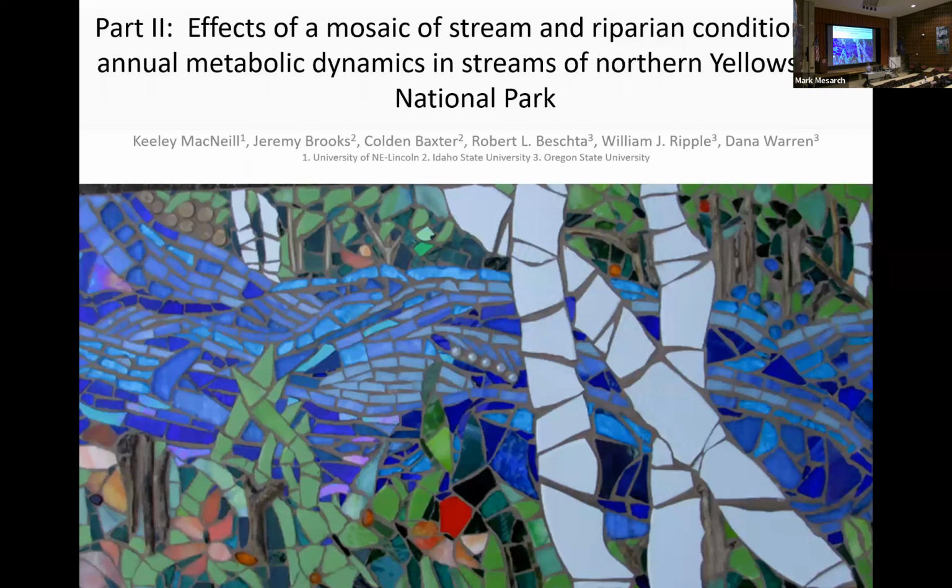Okay, moving on to part two, which I did my postdoc out at Oregon State with Dana Warren. This is the collaboration between the folks listed here at Oregon State and then Colton Baxter and the PhD student Jeremy Brooks at Idaho State in Yellowstone National Park.